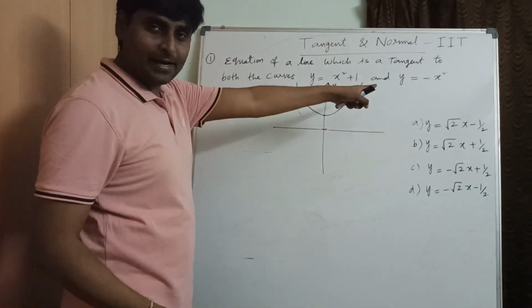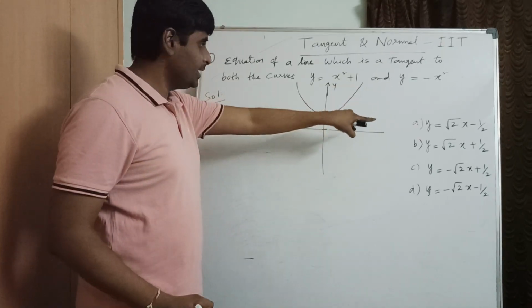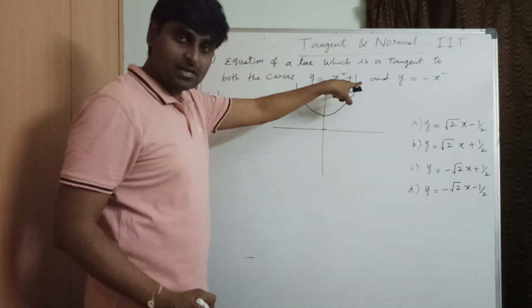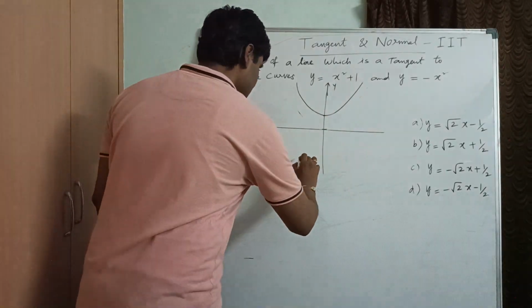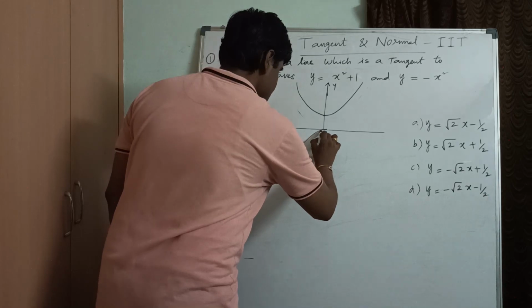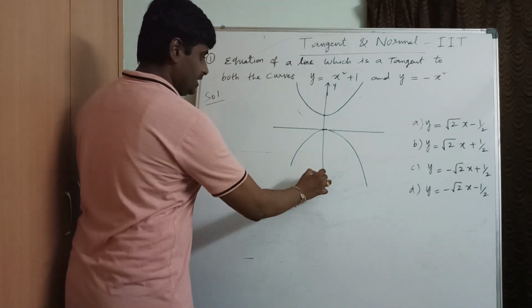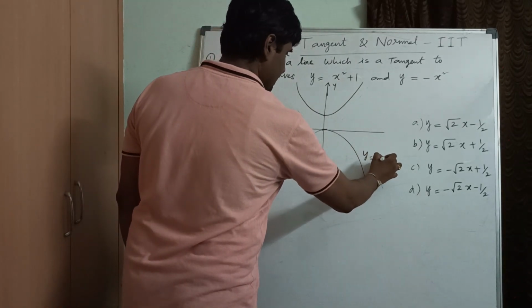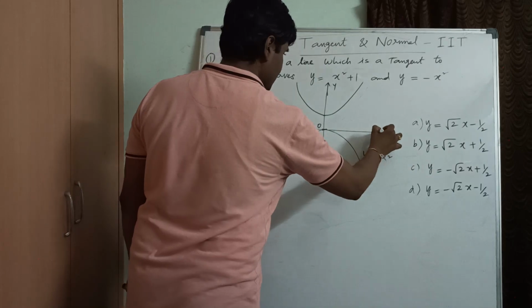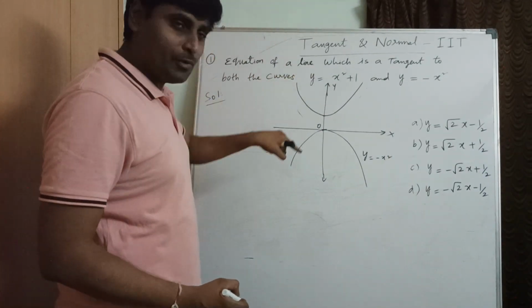After that, y equal to minus x square, or x square equals minus y. Anyway, y equal to x square opens upward, and y equal to minus x square opens downward. So like this. So these are the given two curves, right? This is the origin, x-axis. Now, we need the equation of a line which is a tangent to both the curves.